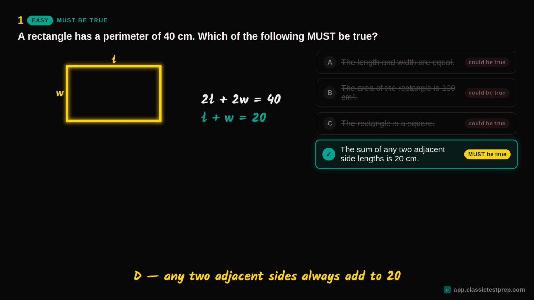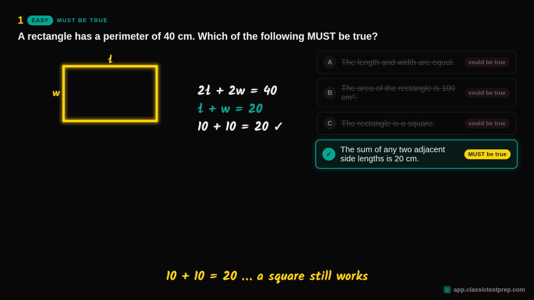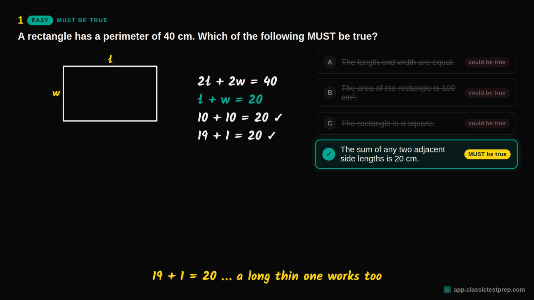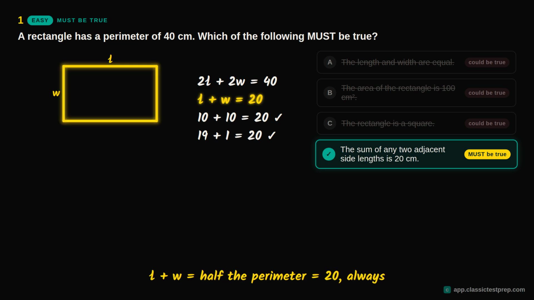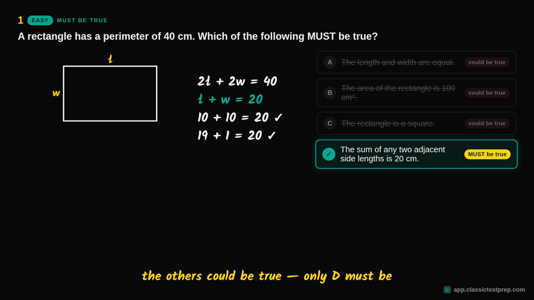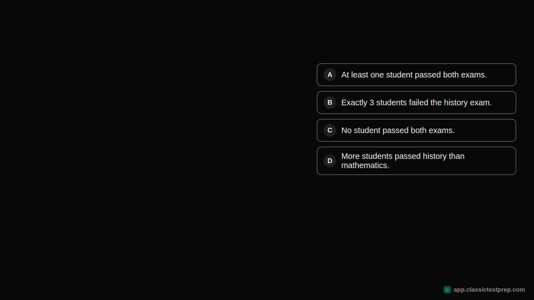The sum of any two adjacent side lengths is 20 centimeters. That must be true. If the sides have length 10, then they add up to 20. Adjacent sides add up to 20. However, if the side lengths were 19 centimeters and 1 centimeter for the length and width, they would also add up to 20 centimeters. Any two adjacent sides would also add up to 20 centimeters. All of the other answer choices could be true, but they do not necessarily have to be true. So the correct answer is D.